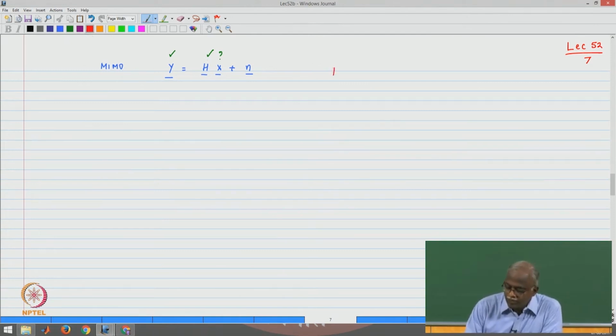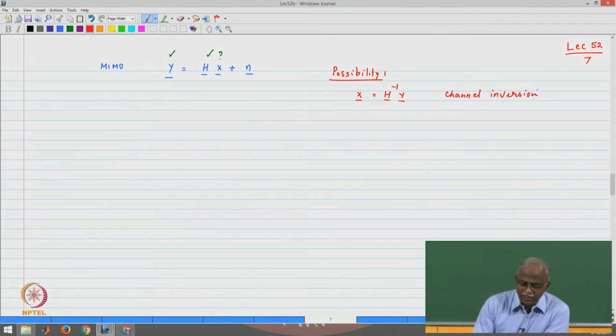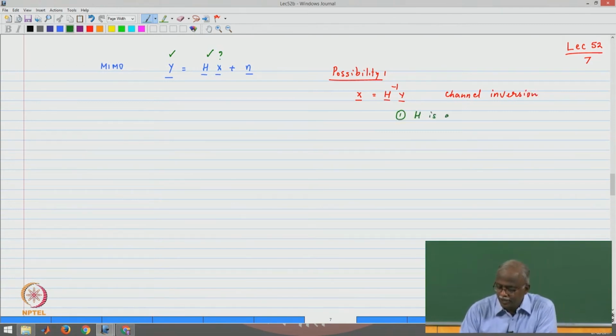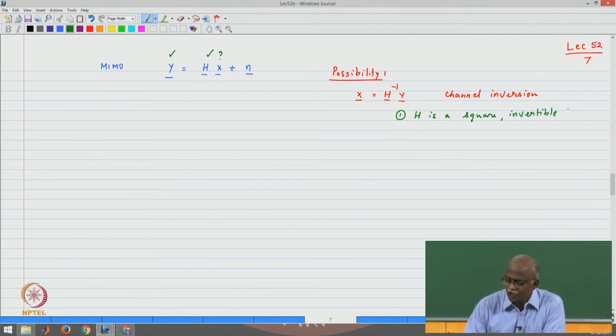So, one possibility is that you transmit x, possibility 1, that if you received x and you know h, you can do h inverse times y. So, this is what we refer to as channel inversion. Channel inversion. This makes some assumptions. First assumption is that H is a square matrix, and it is an invertible matrix, that is, it is non-singular.